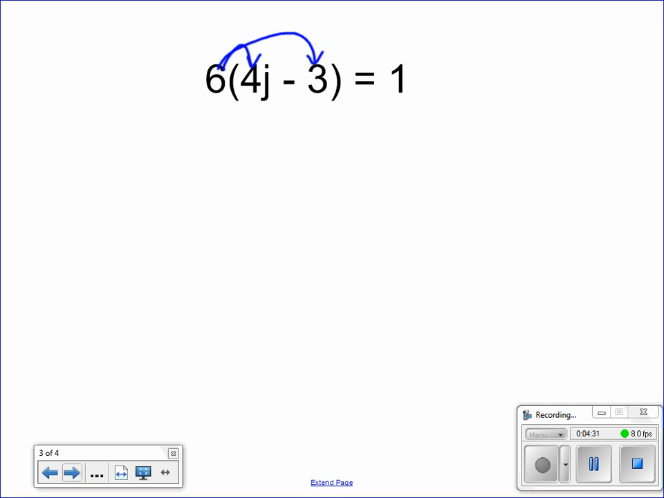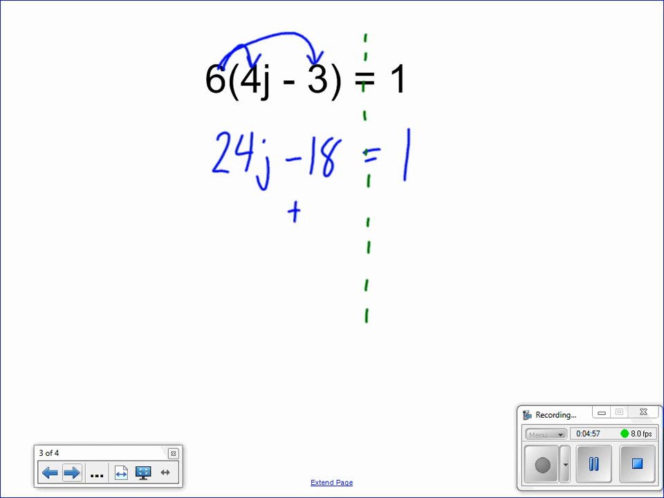6 times 4j is 24j. 6 times minus 3 is minus 18. Equals 1. Now that those parentheses are gone, I can really work with getting rid of everything by the j, isolating the j.